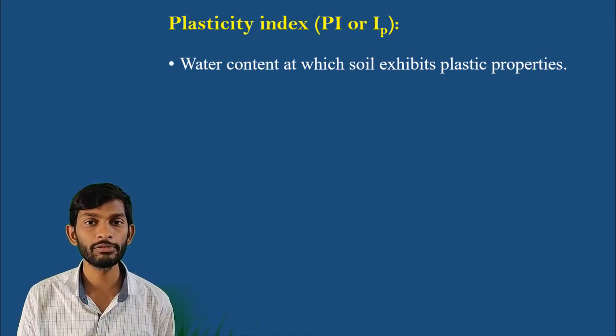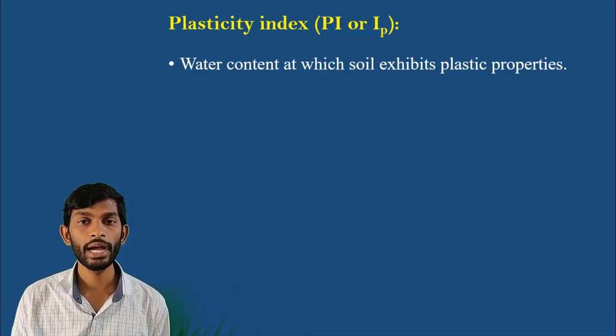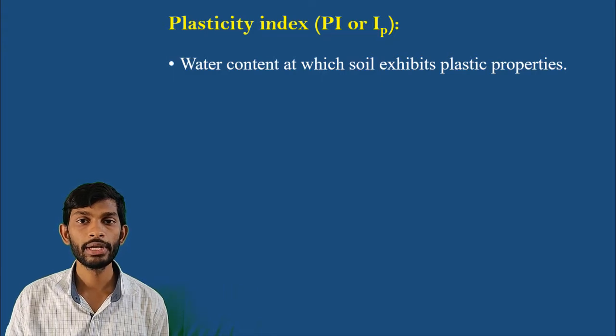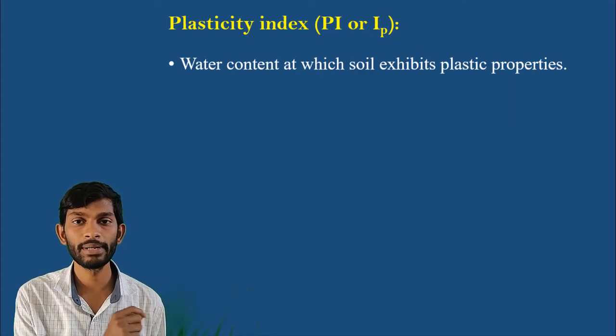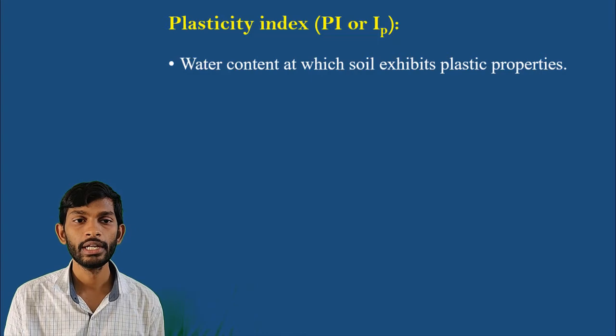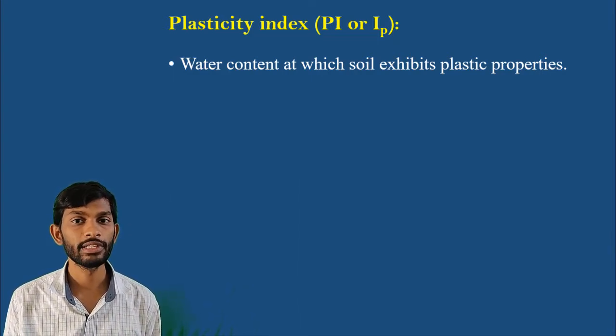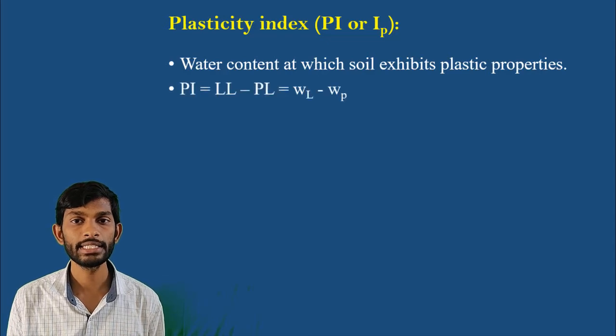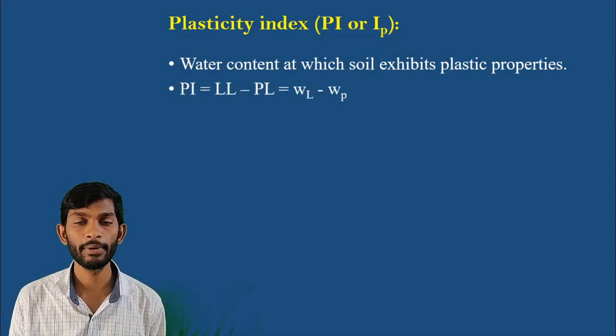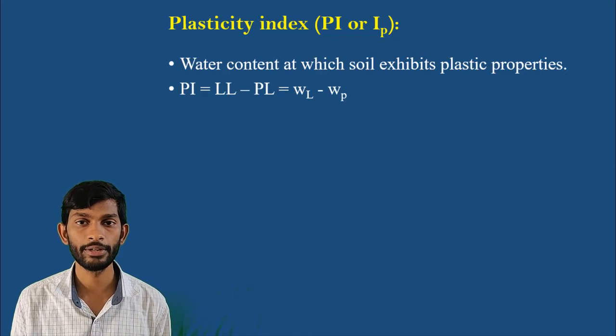Going back to the definition, plasticity is when you add sufficient water content, you can mold the clay or the soil sample into any shape without getting fractured. That is what the plasticity characteristic is. So the plasticity index is the water content at which the soil exhibits plastic properties. That means you don't find any cracks on the surface. Instead, you can mold the soil sample into any shape of your convenience.